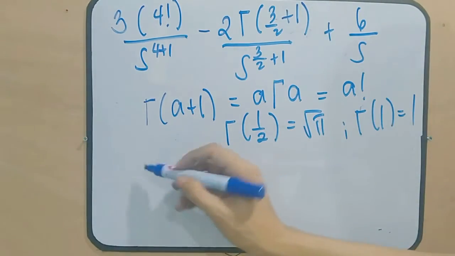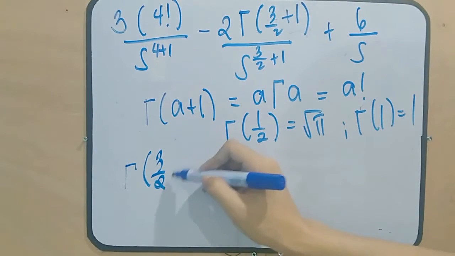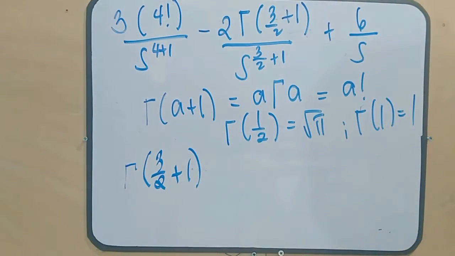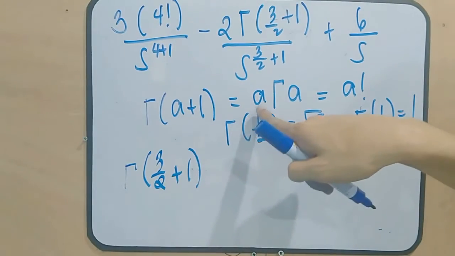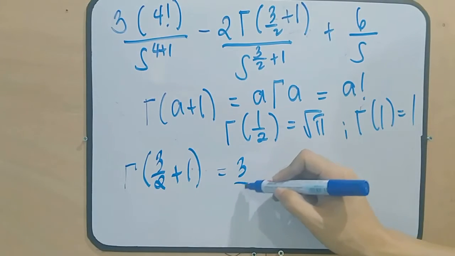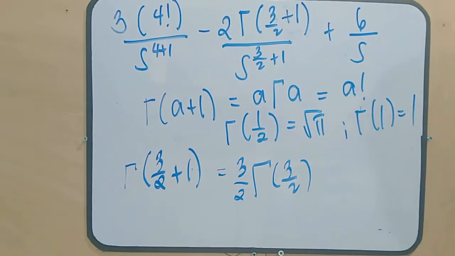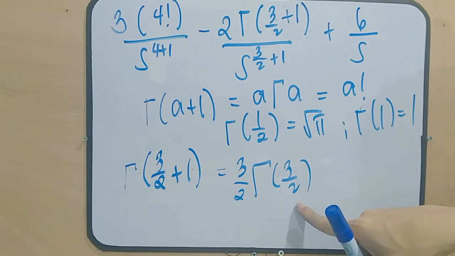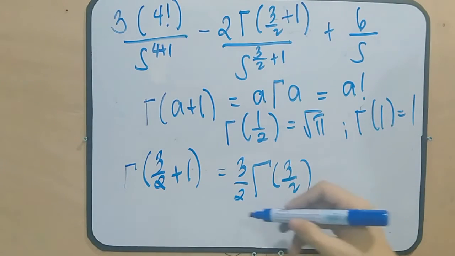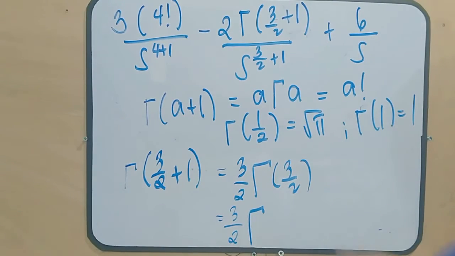So gamma of 3 halves plus 1, you have here gamma of 3 halves plus 1. So this is just equal to A gamma A. So A natin is 3 halves. So this is equal to 3 halves gamma 3 halves. Now guys, gamma 3 halves is actually equal to, so you have here 3 halves. So gamma, so ito guys, paghiwalayin natin.